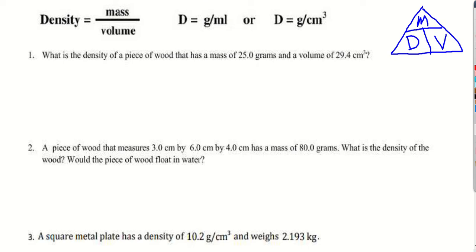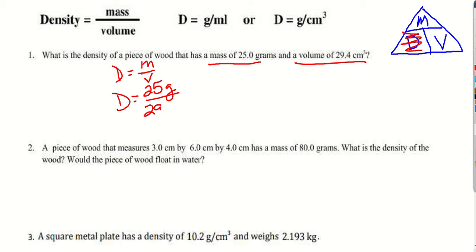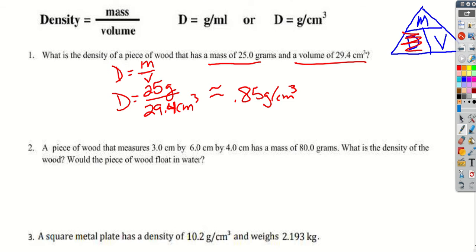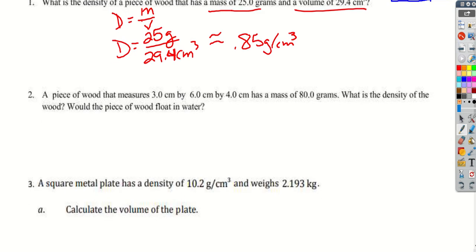So number one's pretty simple. We're going to do the piece of wood. The mass and volume are given. So remember, we're looking for the density. So we're going to do the mass over the volume, and then I just plug in. So the mass is 25 grams over the volume, which is 29.4 centimeters cubed. And so this is our density. This does come out to about 0.85 grams per cubic centimeter. So every cubic centimeter of this piece of wood would weigh 0.85 grams.